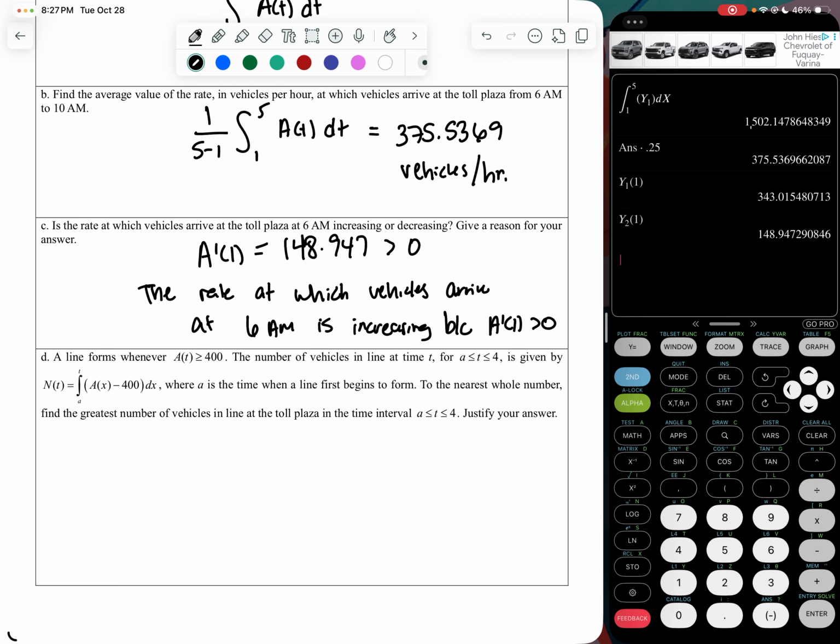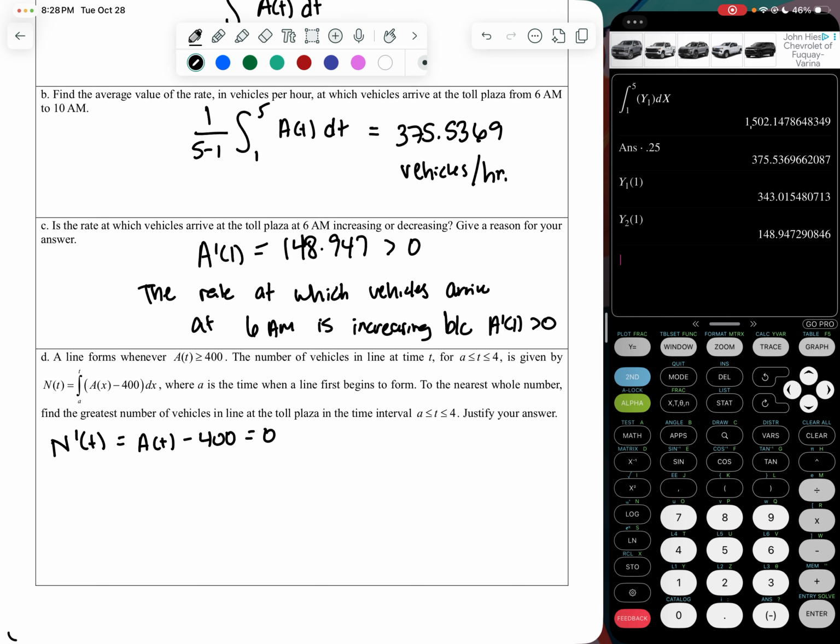All right. So what we're going to do here is just take the derivative of this, since we need to find the critical point. So this just becomes A of t minus 400, which kind of makes sense in context because we want to see when the line forms, when A of t is greater than or equal to 400.